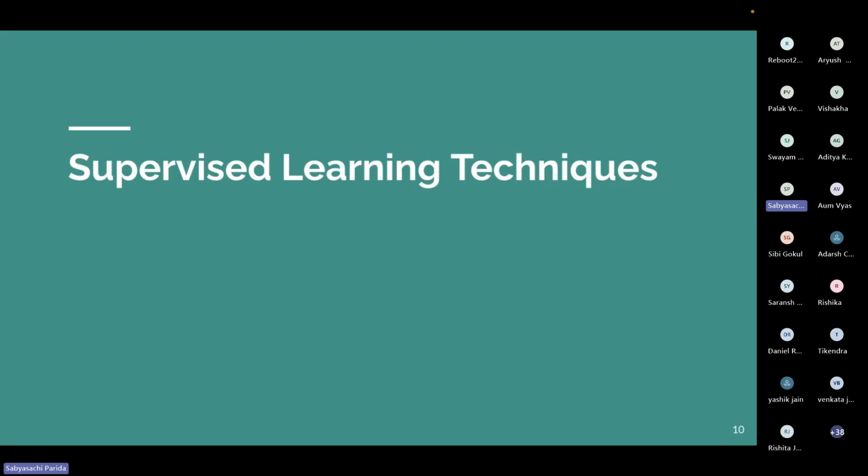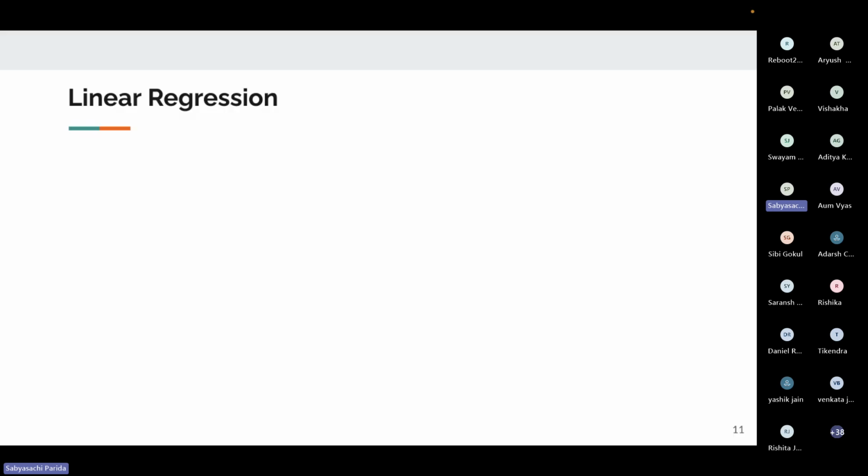So, supervised learning techniques. As I mentioned, we'll be covering linear regression, logistic regression, polynomial regression, SVM, and naive Bayes. Okay. Let's go to linear regression first.